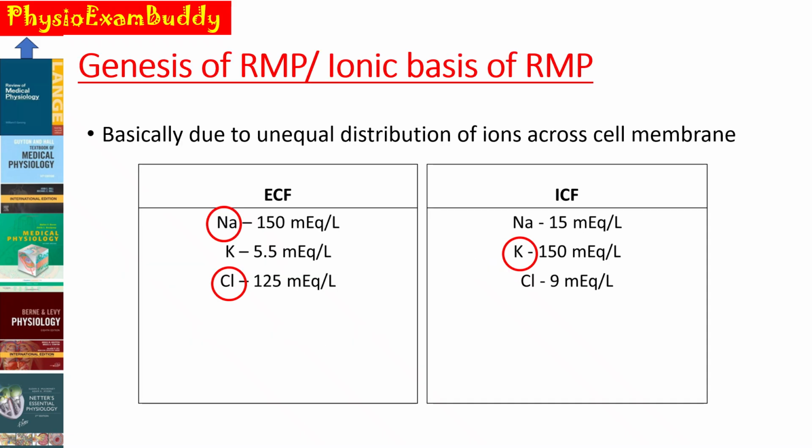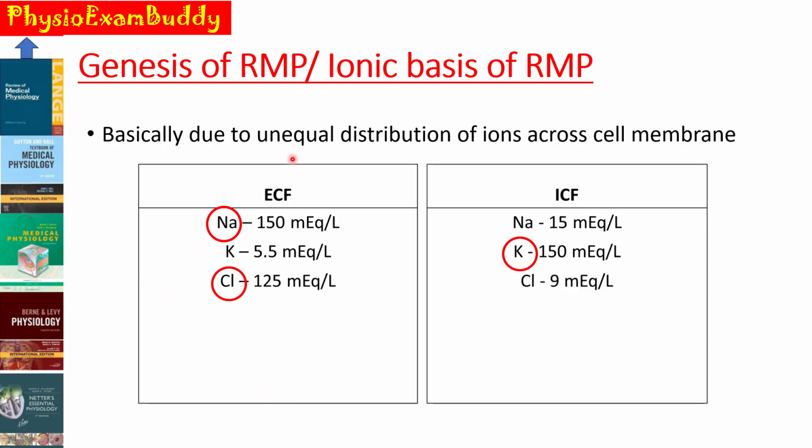Now we are going into the answer proper of the genesis of resting membrane potential. The question can also be asked as ionic basis of resting membrane potential. So how does the resting membrane potential originate? It is basically due to the unequal distribution of the ions across the cell membrane.